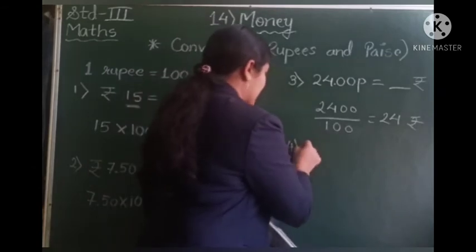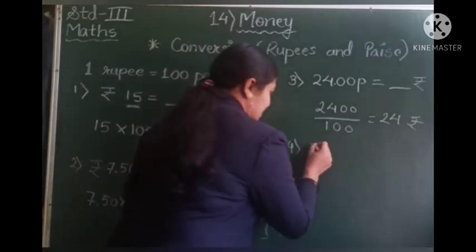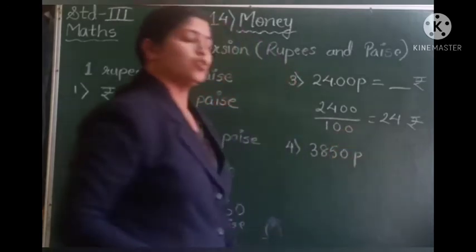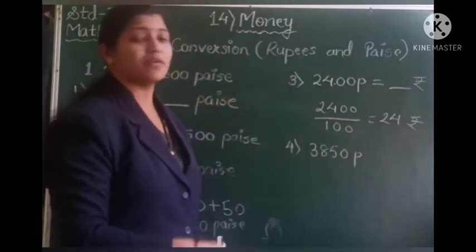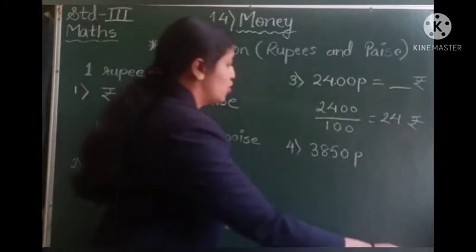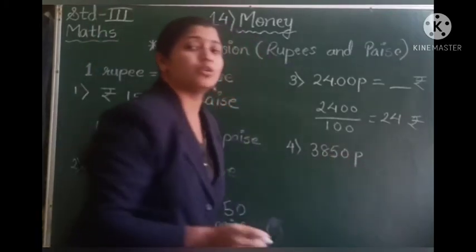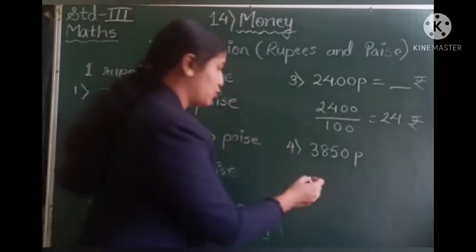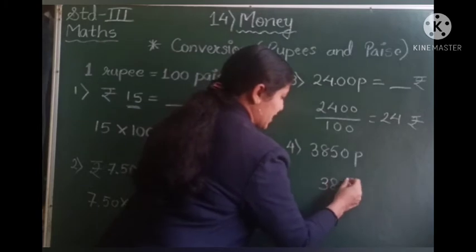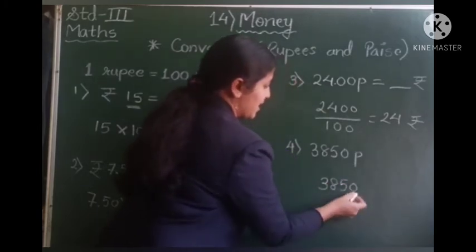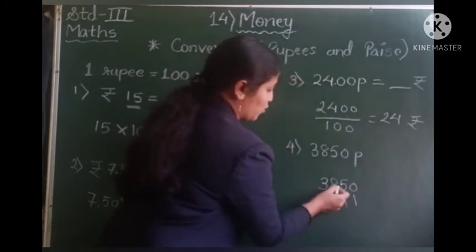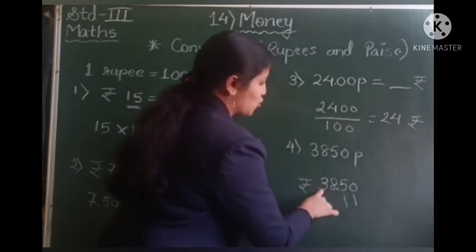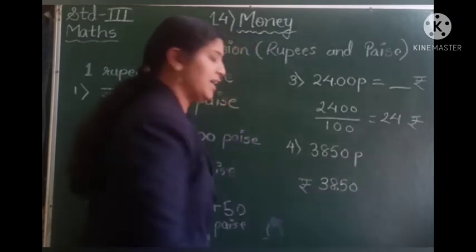Let us take one more example. It is 3850 paise. If such a number is given, we will now solve it by using a dot. What is told? You have to put a dot from the right side. You have to leave 2 numbers and put a dot. So 3850. From the right side, I left 2 digits, 1 and 2. I put a dot over here. So this is rupees 38 and 50 paise.